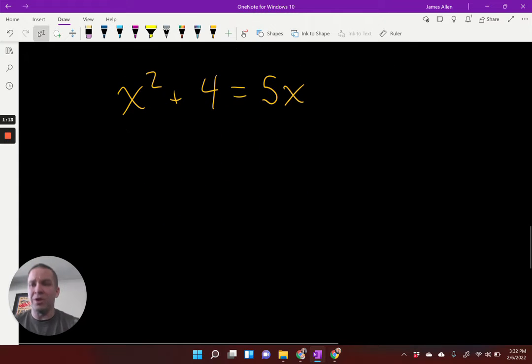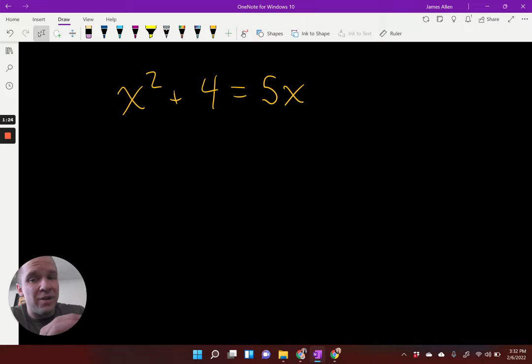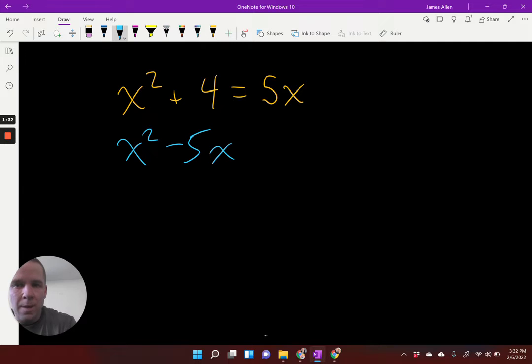How about this one? Oh my goodness. It's not set equal to 0 yet. I got to set it equal to 0 before I try to factor, right? I see a quadratic. I see a linear term, right? The quadratic is my x squared. The linear term is that 5x. And I've got a constant. That's just the 4. I got to set this all equal to 0. Okay, so x squared minus 5x plus 4 equals 0.